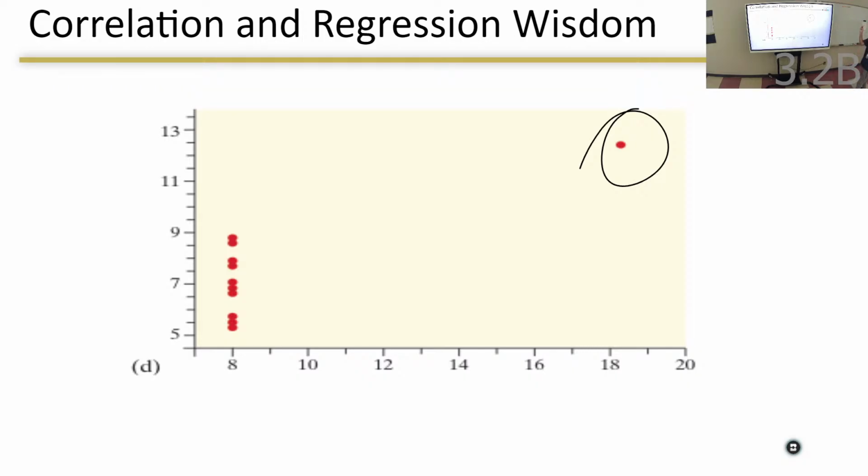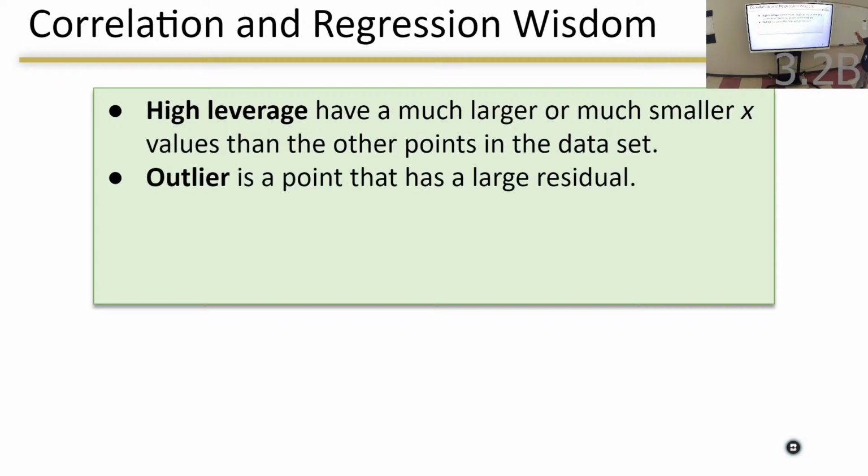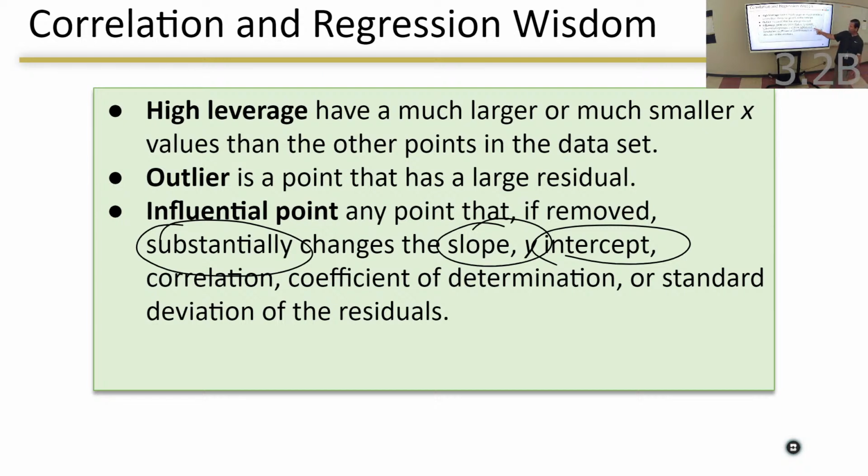That's really, really influential, okay? What was that other word that they used? High leverage, right? It really has an effect on it. So an influential point is really anything that, if I remove that point, it substantially is going to change the slope or the y-intercept or the correlation. It doesn't have to change all of them, but it's going to change it quite a bit.